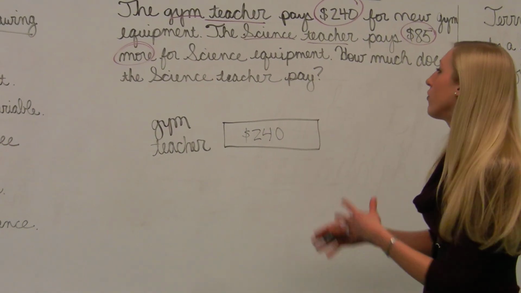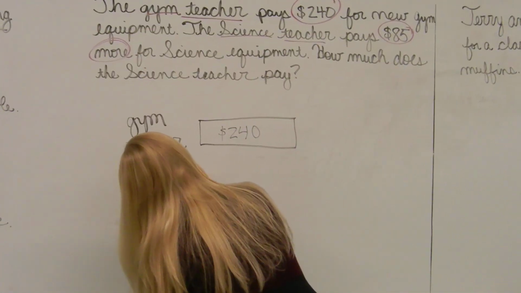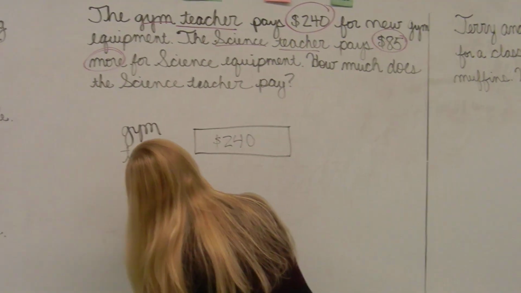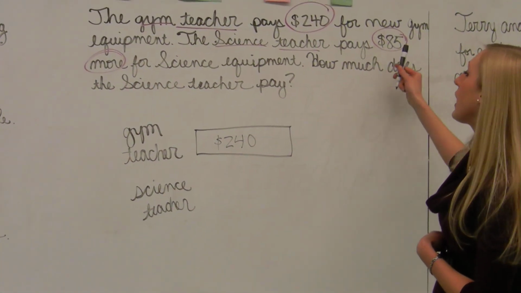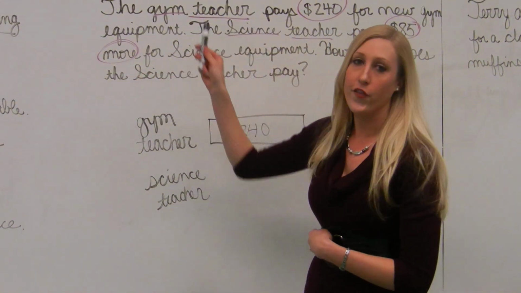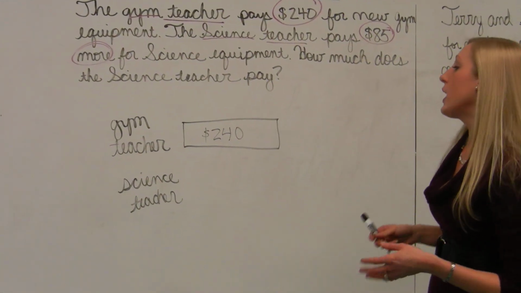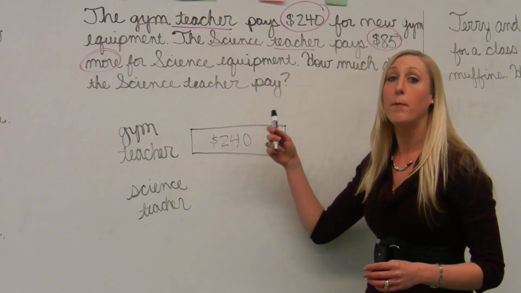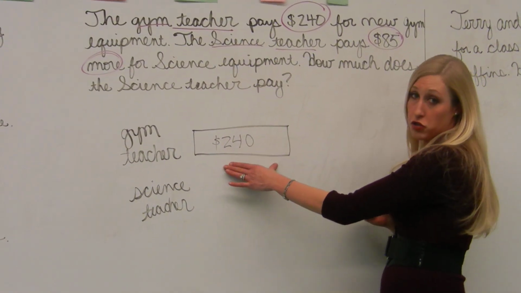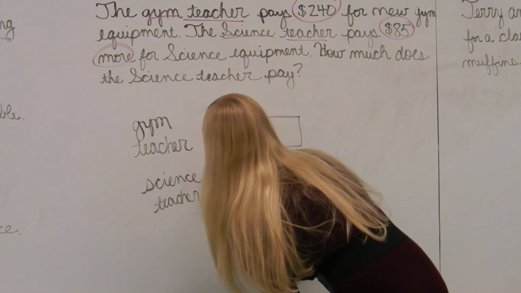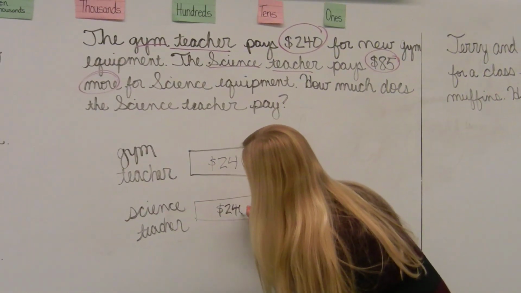The next step is to look for our next character, the science teacher. So we will label him. Our science teacher's right there, and now we want to make his unit bar. We know that the science teacher has paid $85 more for his equipment. This keyword here is more, and that should signal to you, not only has he paid what the gym teacher has paid, but he's paid $85 in addition to it. So you want to replicate the gym teacher's bar, so make an identical size unit bar for the science teacher that has $240 in it.